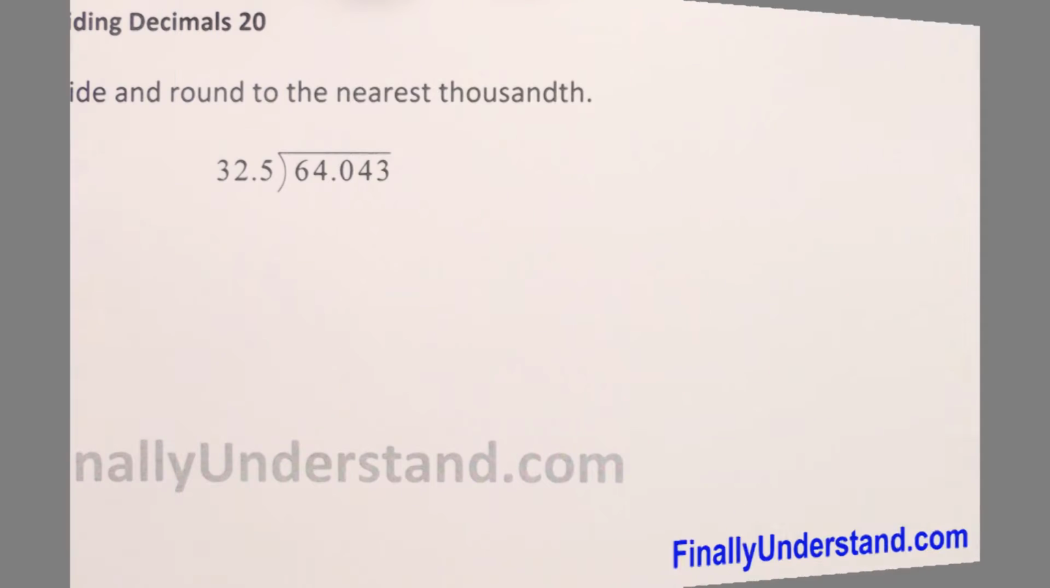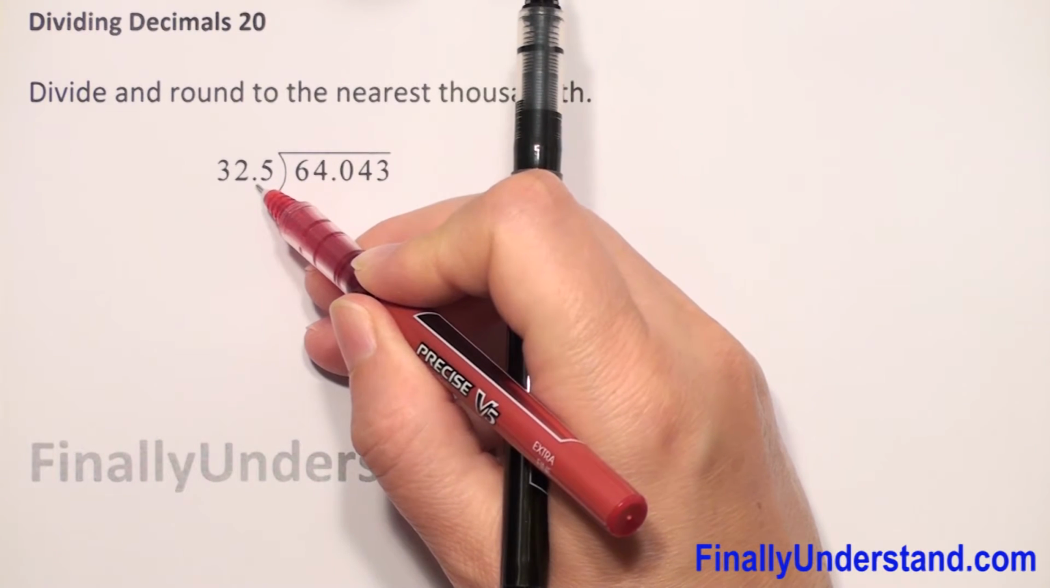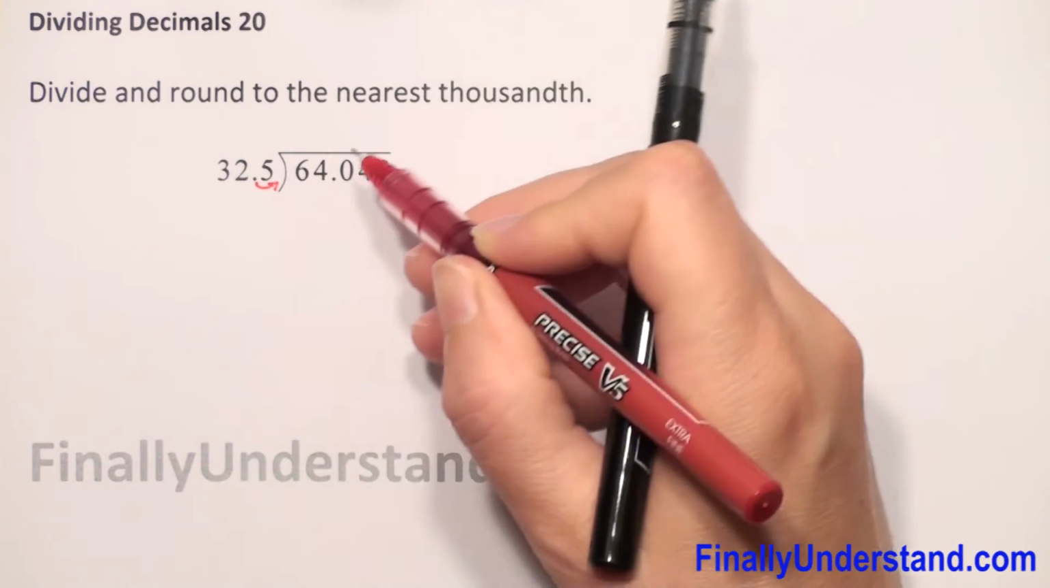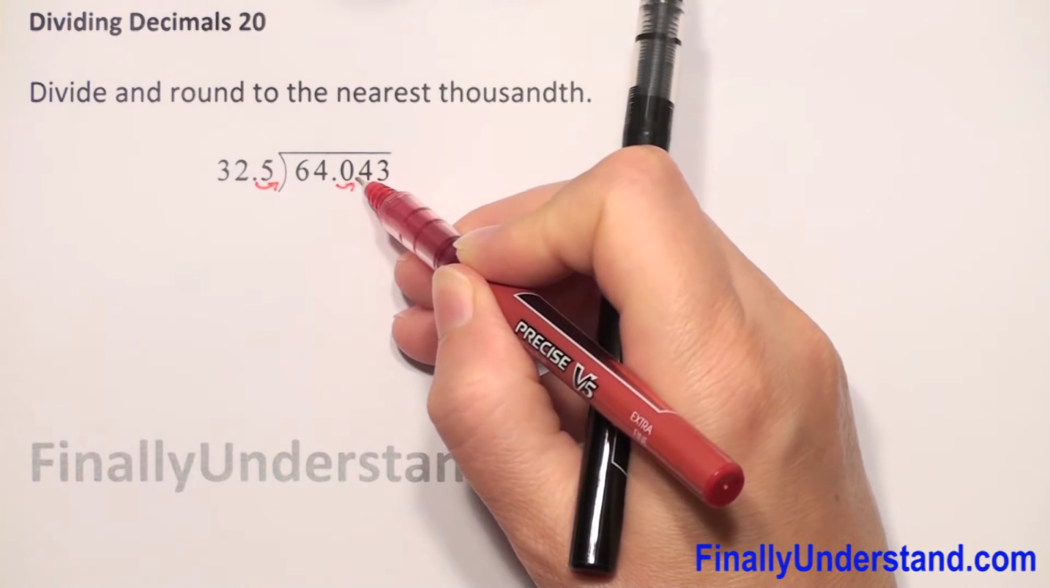We have division of decimal numbers. We know that our divisor must be a whole number. So we need to move, in this example, the decimal point 1 digit to the right to get a whole number. Whatever I did with our divisor, I have to do the same with our dividend.